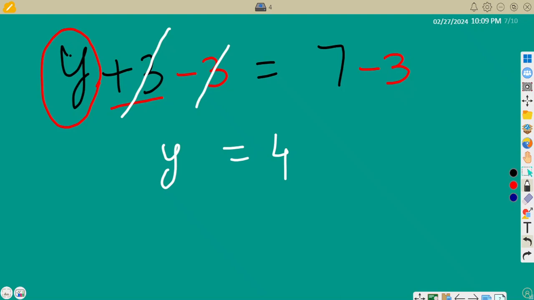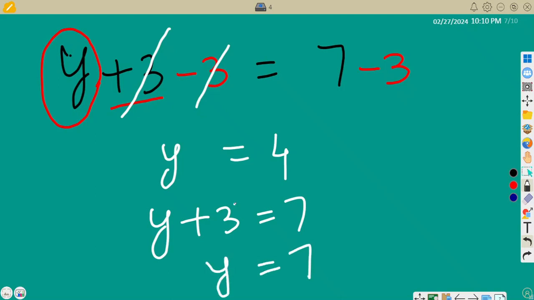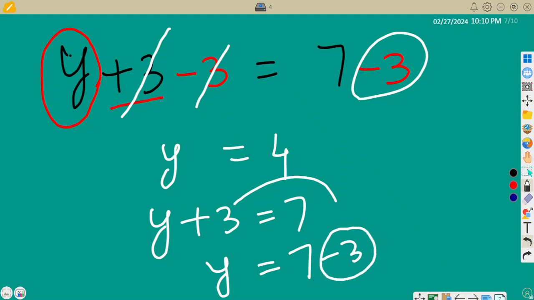This is the basic way to eliminate a variable from the equation and find its answer. The more practical way, or the usual way, is that people do it like this: y plus 3 equal to 7, and they do it like this: 7, and when this 3 goes to that side, it becomes minus 3. Like here, it became minus 3, so here also it will become minus 3, and 7 minus 3 will become 4. So y equal to 4.